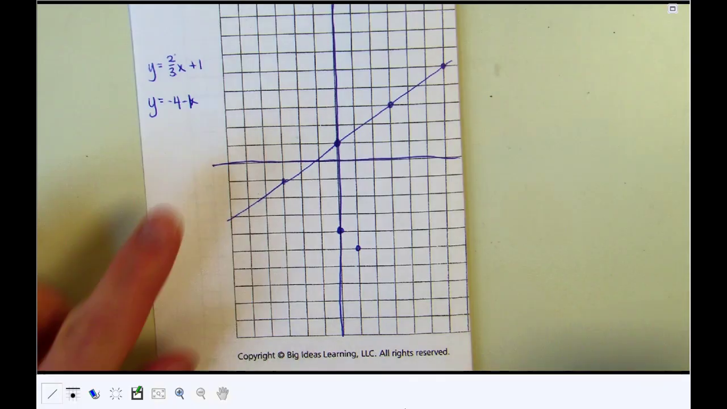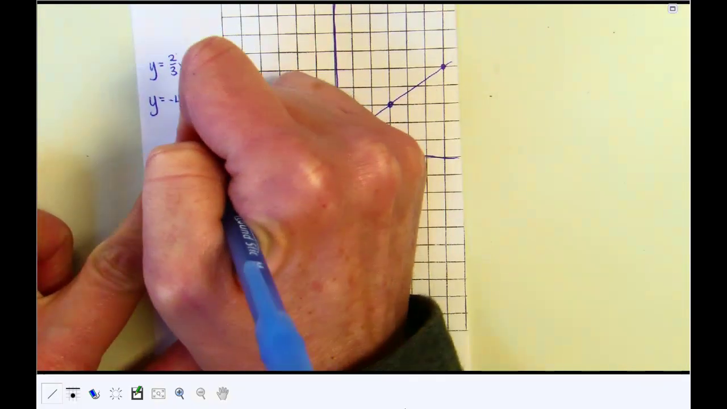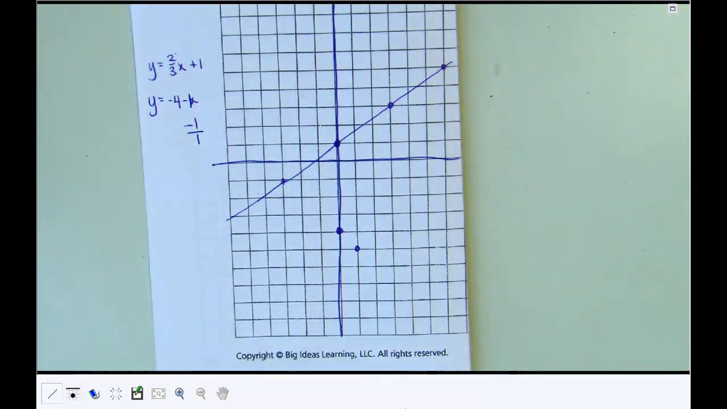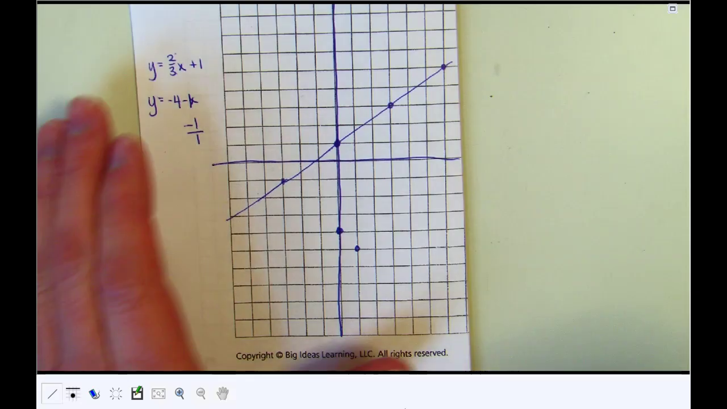Okay, so when we have -1, we always put it over 1 like that. You always put your slope over 1 if there's no number. So down 1, right 1. Okay, draw your line, please.